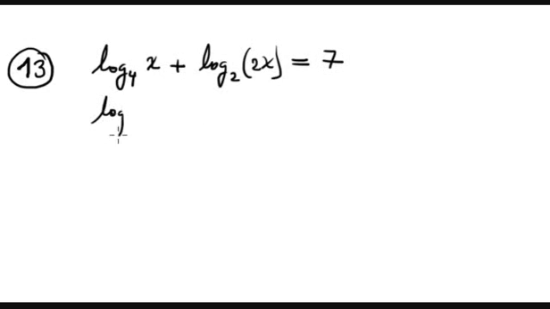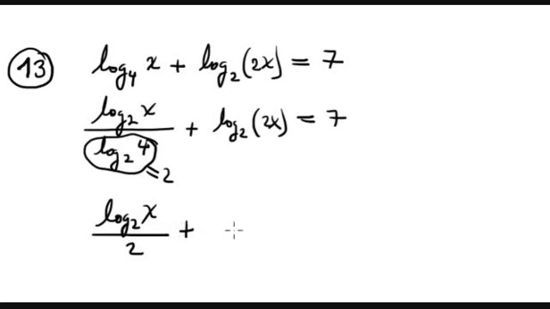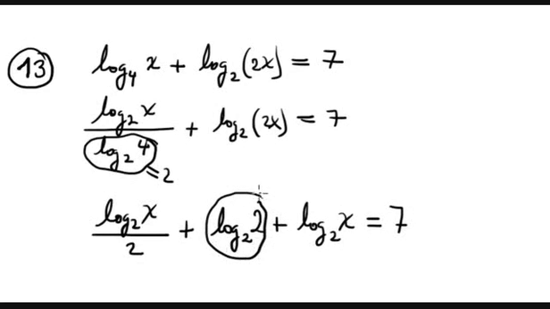Let's do the change of base. Logarithm base 2 of x over logarithm base 2 of 4 plus logarithm base 2 of 2x equals 7. So logarithm base 2 of 4 is equal to 2, so we have logarithm base 2 of x over 2 plus, you expand, logarithm base 2 of 2 plus logarithm base 2 of x is equal to 7.